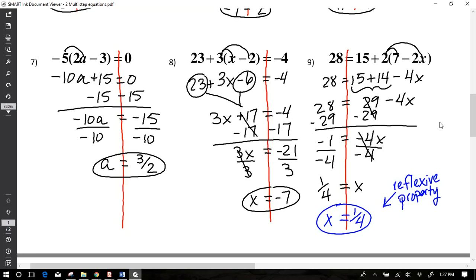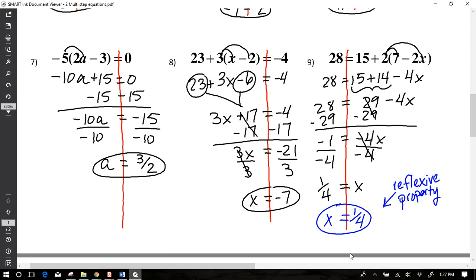All right, so here are my solutions to 7, 8, and 9. Again, you might want to pause the video and take a few minutes and look through my work. And compare it with your own. And if you have any questions on these 3 problems, raise your hand.